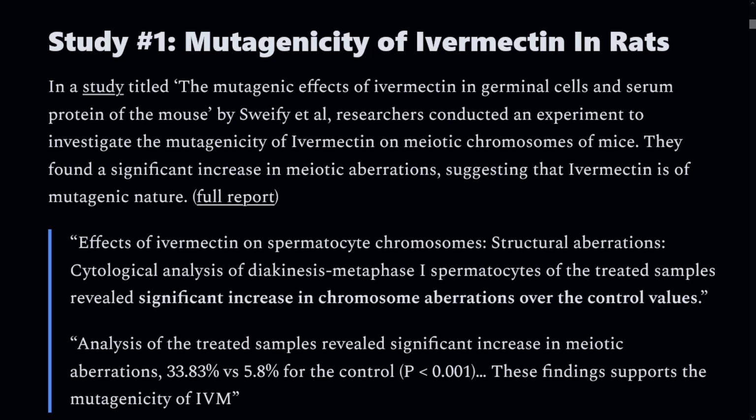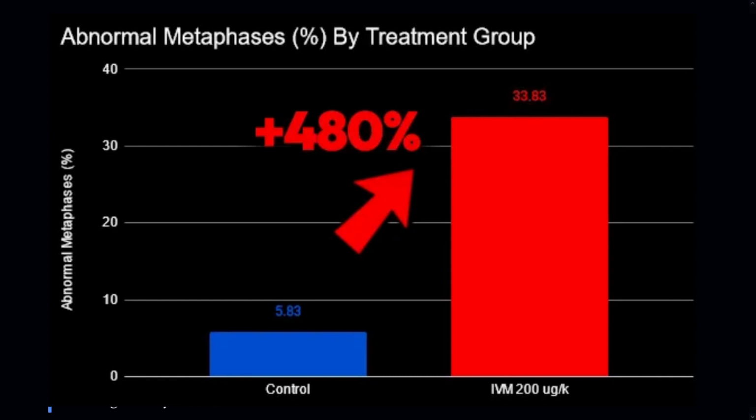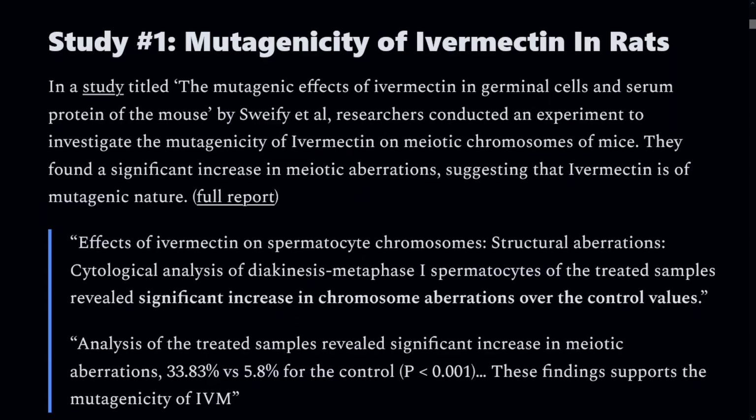Here are two quotes from the paper. Effects of ivermectin on spermatocyte chromosomes. Structural aberrations. Cytological analysis of diakinesis metaphase 1 spermatocytes of the treated samples revealed significant increase in chromosome aberrations over the control values. Quote, analysis of the treated samples revealed significant increase in meiotic aberrations. So the ivermectin group had 33.83%, and the control group had 5.8%.